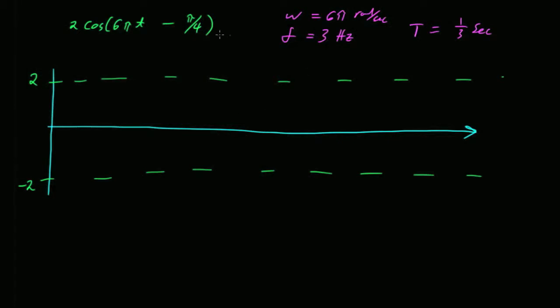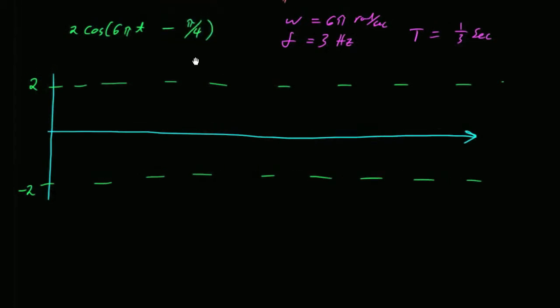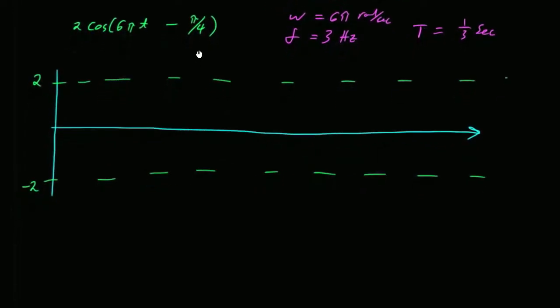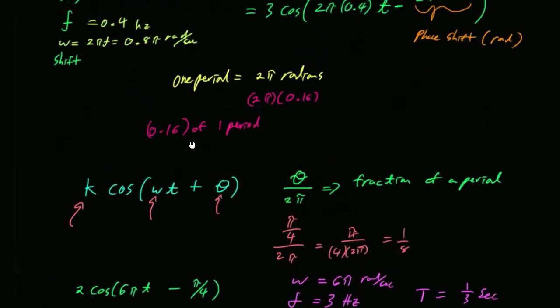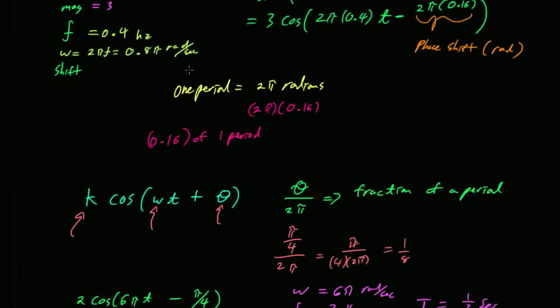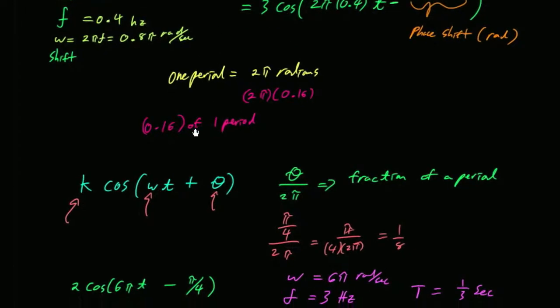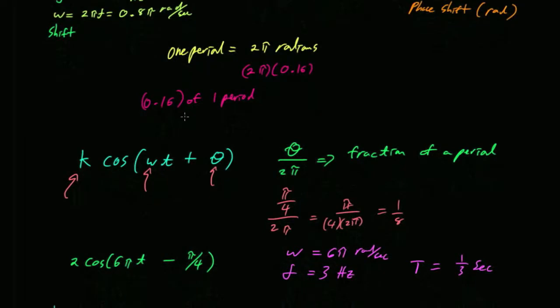What am I going to do with that pi over 4 nonsense? What's that going to do for me? It's a shift to the right. How much of a shift to the right? Right, so I have two choices, and they both tell me the same thing. I can say, look, if one period gives me 2 pi radians, now I'm talking about a phase shift of pi over 4. How many periods is it?